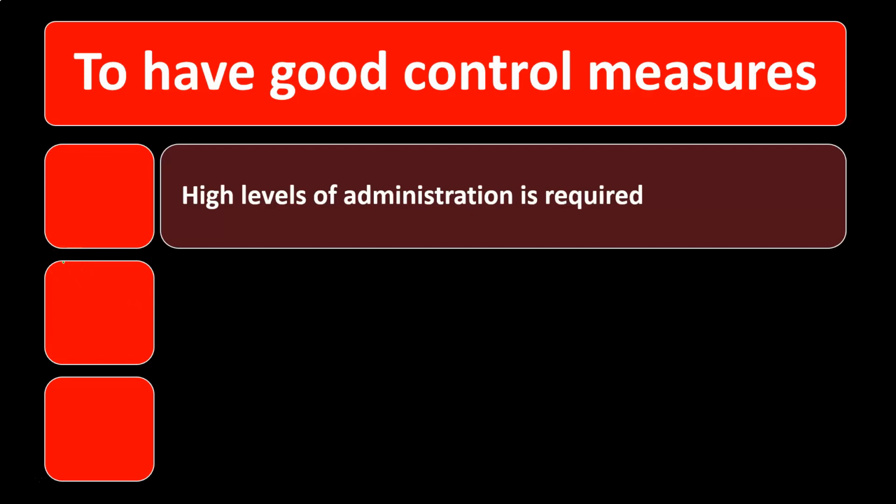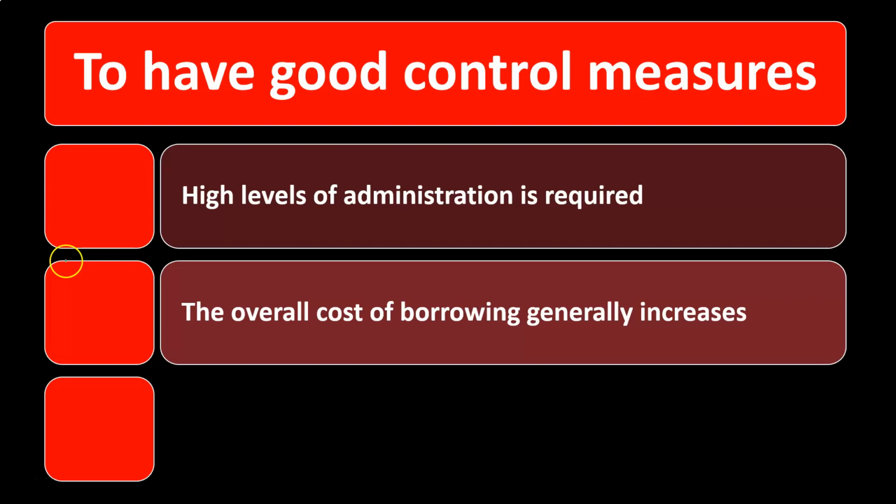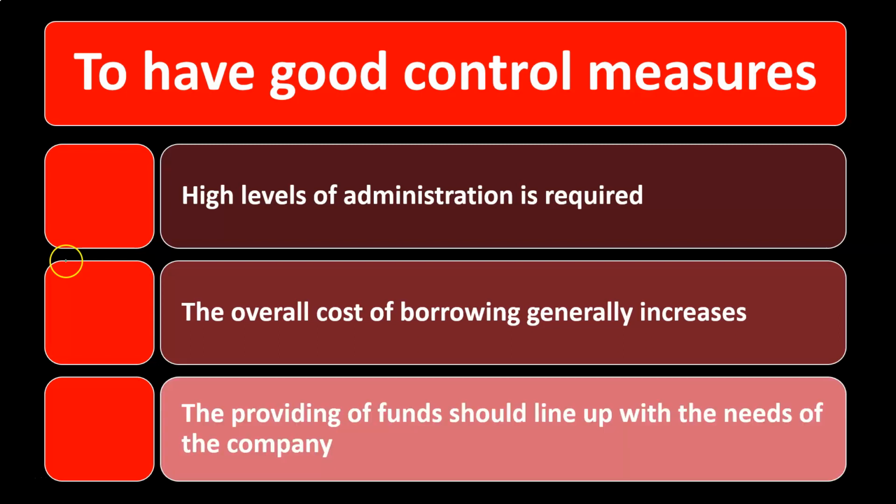So to have good control measures, if you're going to have good controls over this process, high levels of administrative costs are required. And high levels of administrative costs are obviously going to add to the total cost overall. The overall costs of borrowing generally increase because obviously those admin costs need to be covered. And then the providing of funds should line up with the needs of the company. So the goal of the financing is, once again, if you've got the assets of inventory, what we would like to do is get the money as soon as possible on the assets of the inventory.